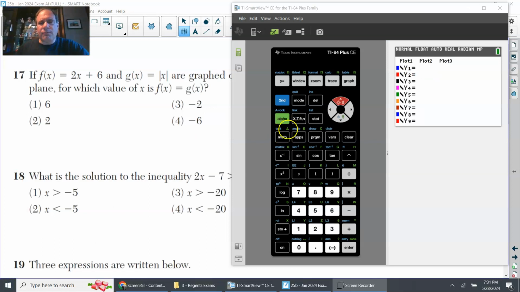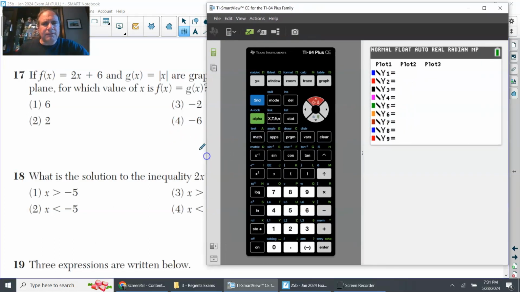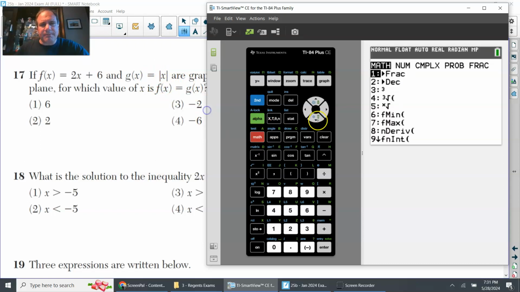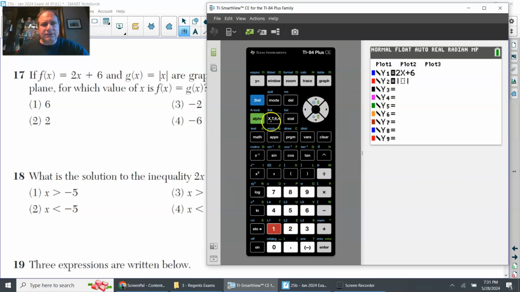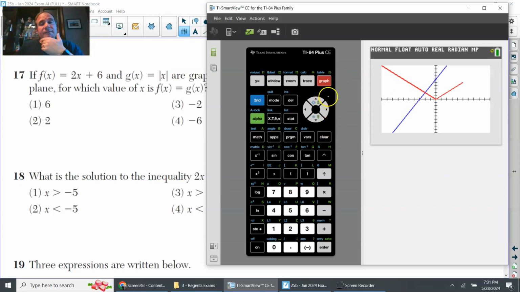So here we go with y equals, and we're going to graph in y equals 2x plus 6. And then we're going to graph in y2 the g of x, which is the absolute value. You get to absolute value by pressing math and going to the right, and here's the absolute value. You press 1 and you go back, and you could say, okay, absolute value of x, press to the right, and you can press graph.